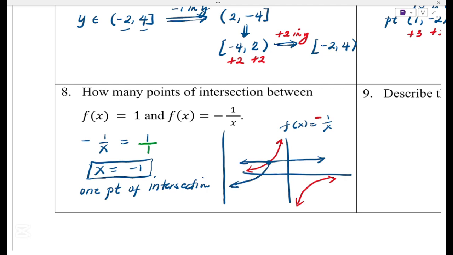So there's only one. So you can do it graphically or algebraically. If the number of x values, when you solve it, is only one value of x, then there's only one point of intersection. But if there are two x values here, then the number of intersections is 2. So that's for number 8. Then the answer here is this.